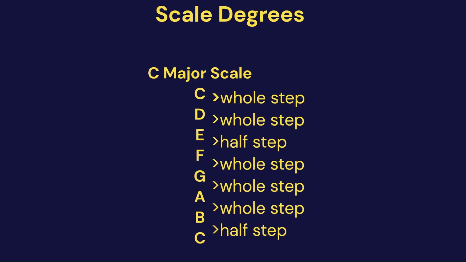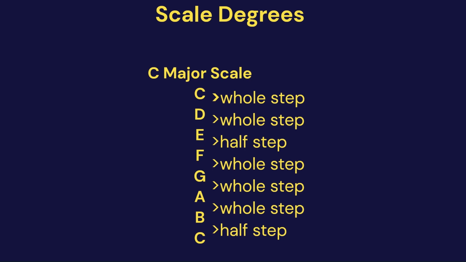And like I said before about E and F, B and C do not have any black keys in the middle, so it's a half step. And that's a full breakdown of a C major scale. Whole, whole, half, whole, whole, whole, half.